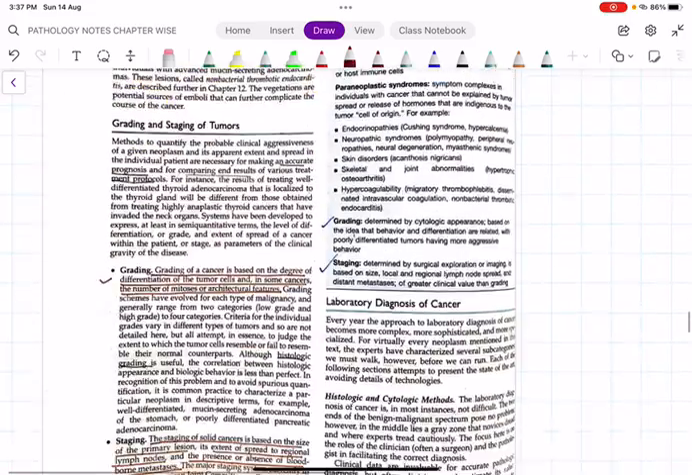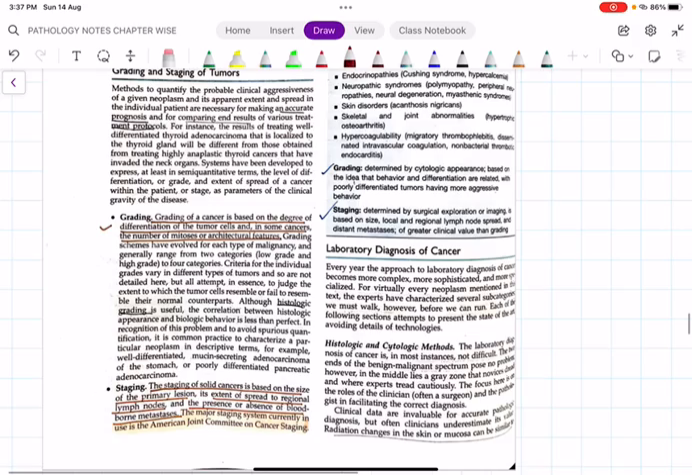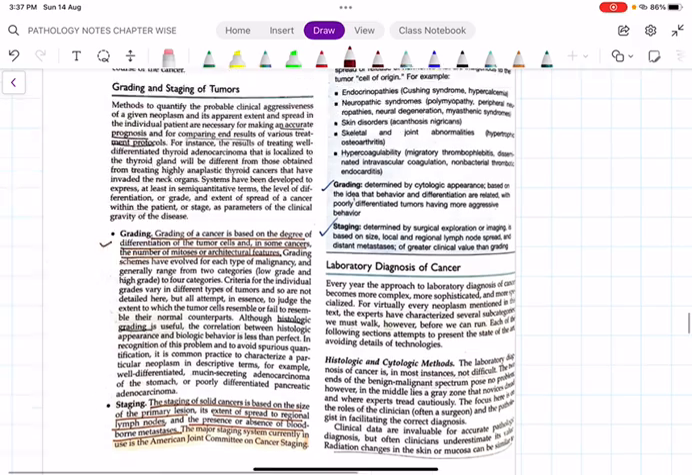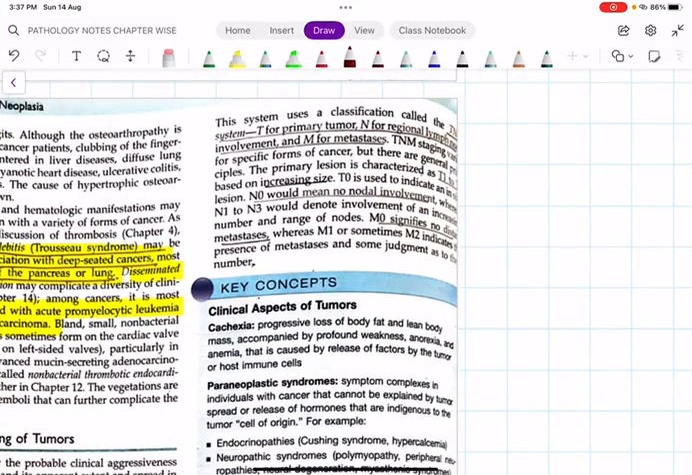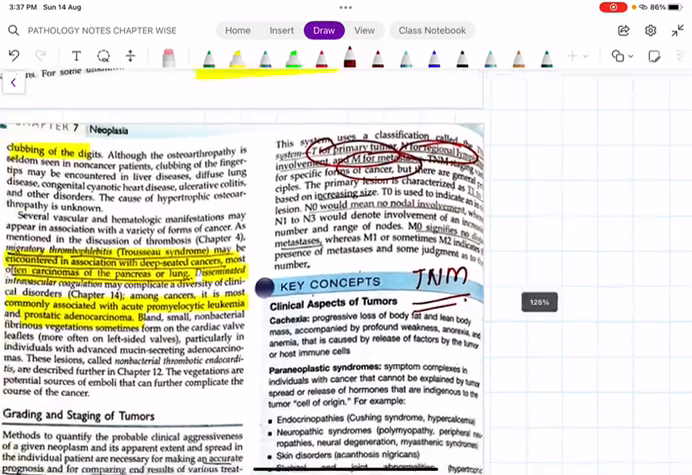Once that is covered, you should know what is grading and what is staging. See, grading is the degree of differentiation. Actually, grading is nothing else but a histological finding. Staging is clinical, based on the tumor, node and metastasis, and for all of the tumors we use a staging. That is what we call TNM staging. T stands for primary tumor, N stands for regional lymph node, and M stands for metastasis.